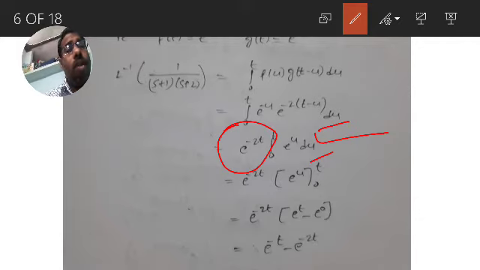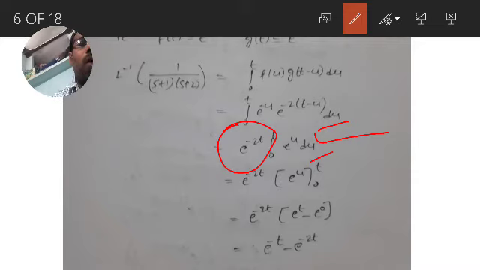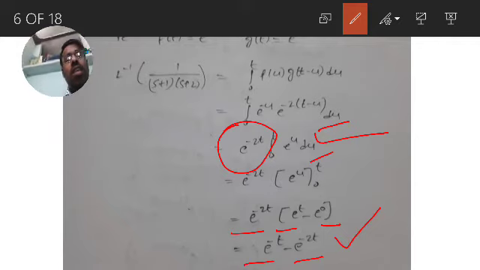So e power of minus 2t into upper limit e power of t minus lower limit e power of 0. What is e power of 0? e power of 0 is 1. Now multiply with e power of minus 2t: e power of minus 2t into e power of t is e power of minus t, and e power of minus 2t into 1 is e power of minus 2t. So the answer is e power of minus t minus e power of minus 2t.